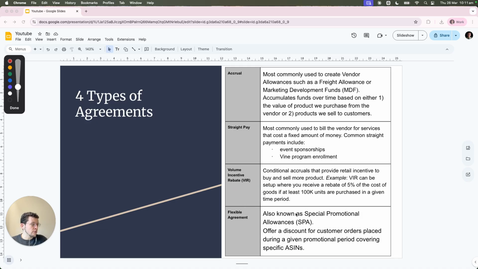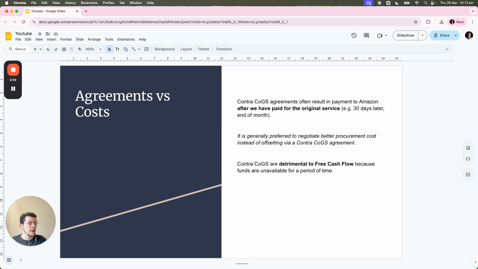Flexible agreements, also known as special promotional allowance. These offer a discount for customer orders placed during a given promotional period covering specific ASINs. So basically, it's the same as an accrual in terms of its base unit funding: $2 per unit of one of your ASINs, and it just scales with the amount that you sell. But essentially, it's just for promotional periods. So those are the types of agreements that you might encounter, the main ones.